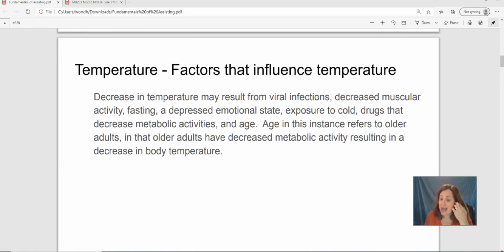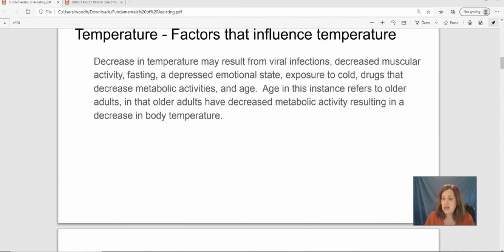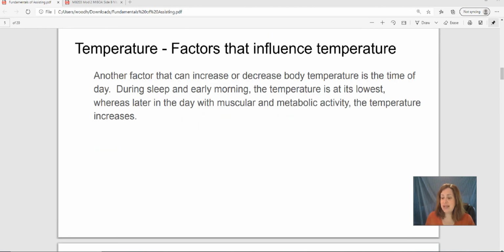So what brings your temperature down is the opposite. Viral infections, decreased muscular activity, fasting, depression, exposure to cold, being out in a snowstorm, drugs that decrease your metabolic activities, and being an older age is going to bring your temperatures down. So with those two things that I've just said, when do you think the patient's temperature is going to be the lowest? When has a person been the least active? When we sleep, right? And guess what? We also don't eat. So we've been fasting overnight. We were laying in bed overnight, maybe a little movement, tossing and turning. So common sense, your temperature is going to be the lowest in the morning.